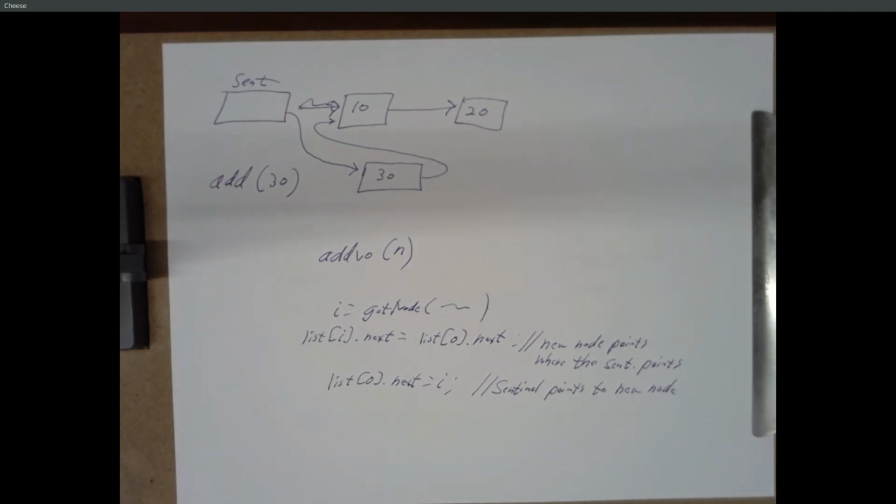So adding a node at the beginning of the linked list, there's no looping involved. You don't have to search through and find the right spot to insert. Make a new node, and make sure you didn't run out of memory. Set its data value equal to n, list bracket I dot data equals n, and then do these two adjustments. Set your new node's next field equal to the sentinel's next, and then change the sentinel's next to point to your new node.